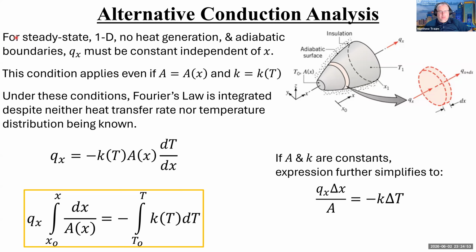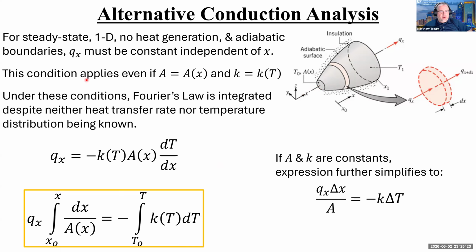So we can recognize that for steady state, one-dimensional, no heat generation and adiabatic boundaries, the heat flux must be constant and independent of x, right? We kind of mentioned this before. If I've got adiabatic boundaries, so heat cannot escape from the edges of this object, the heat flux through this object is constant, and I can use that to my advantage to make an integration much simpler. So we'll see how that goes in a second.